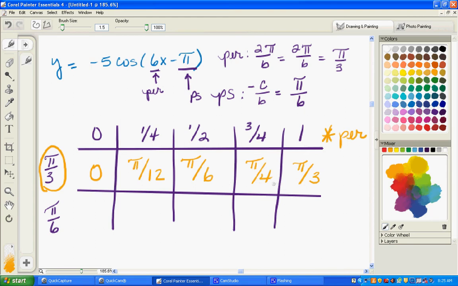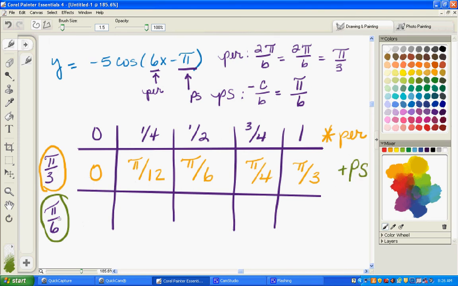If you can't do this on your own, it's just going to make this a whole lot harder. So let's go and deal with the phase shift now. I'm going to add the phase shift, which is this guy here, to each of the pieces in the second row there. Okay?